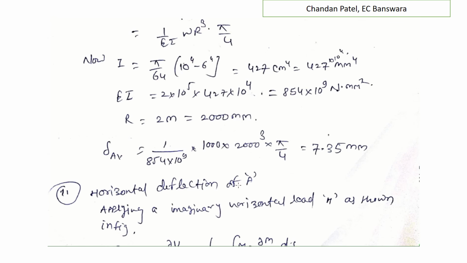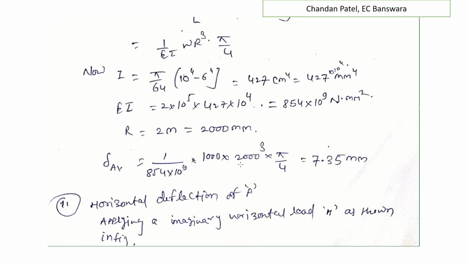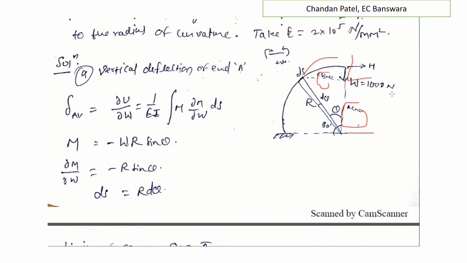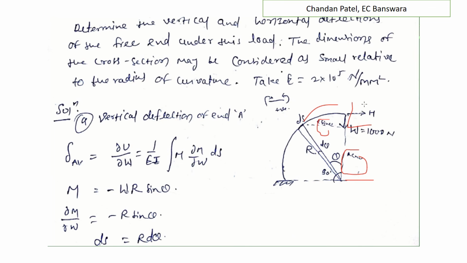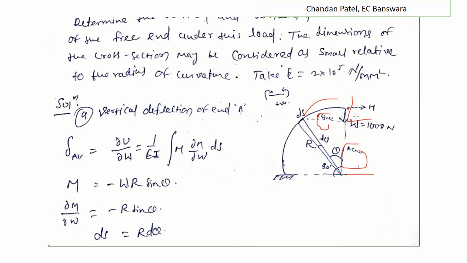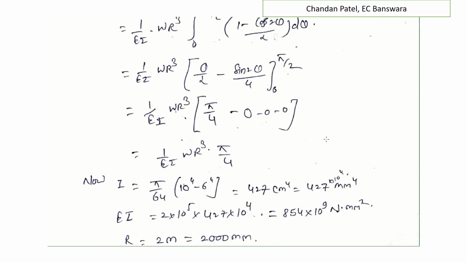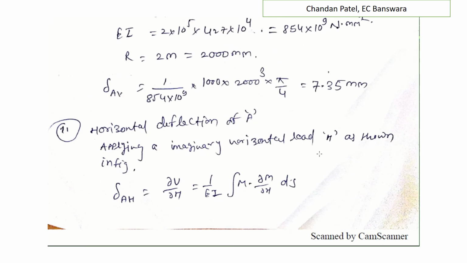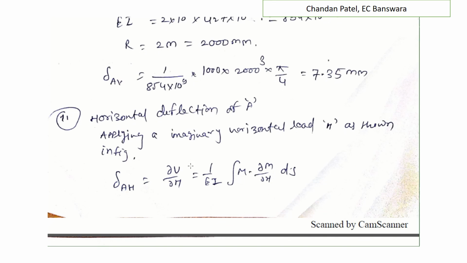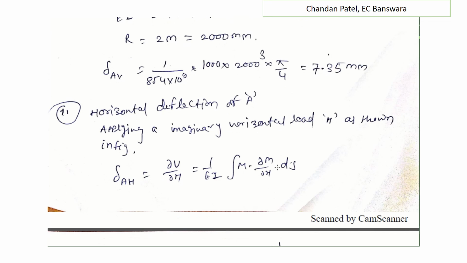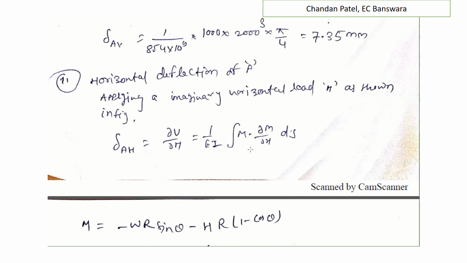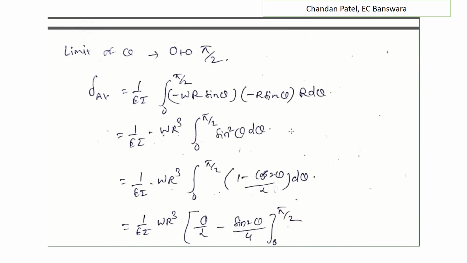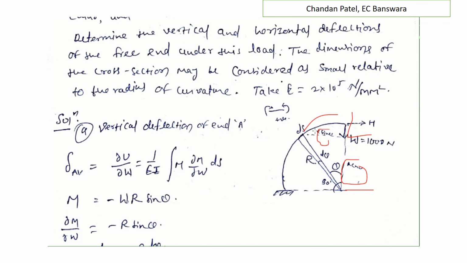Now second is horizontal deflection of A. In the diagram in the question, there is no horizontal force given, so we assume a horizontal force at point A, H. There is an imaginary horizontal load H as shown in the figure. Delta H is del U by del H, 1 by EI integral of M del M by del H ds. M on that section is minus W r sin theta and minus H, with r cos theta in this position.